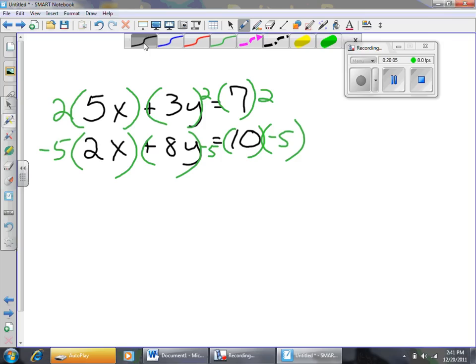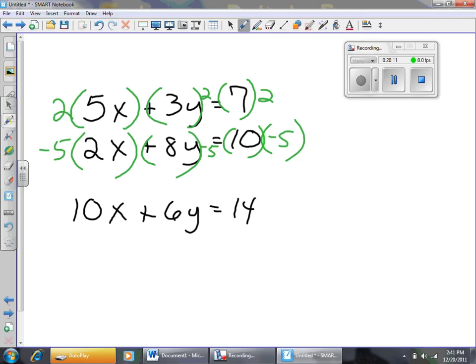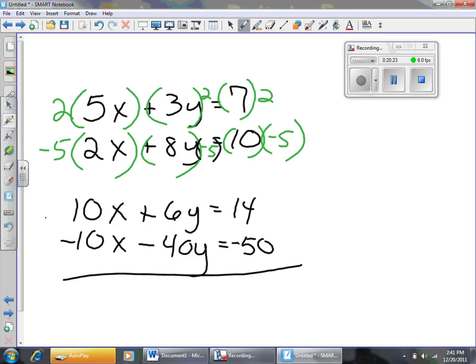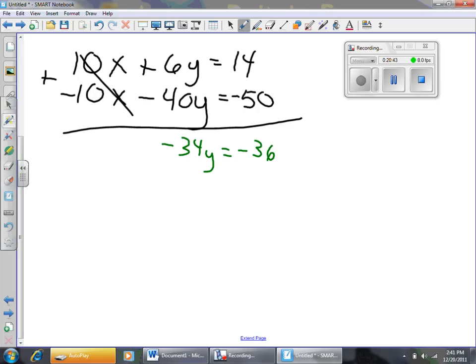The top equation then becomes 10x plus 6y, and that equals 14. The bottom equation becomes negative 10x minus 40y, and that will equal negative 50. I can go ahead and add, and those will cancel. I'll end up with a negative 34y, and that'll equal negative 36. Okay, I can solve for y. I guess I said I wasn't going to do it. I contradicted myself. 34 divided by negative 34.